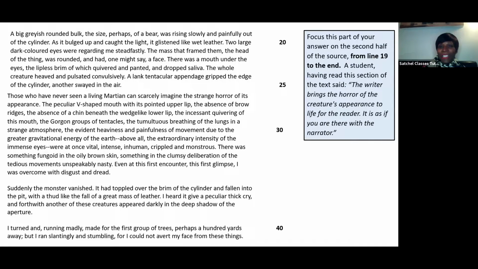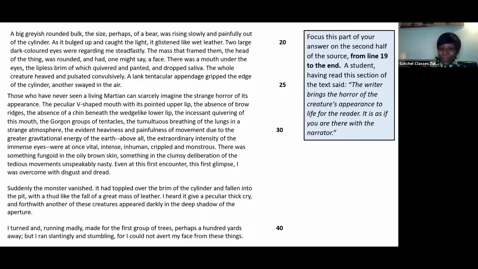Now, as we see this passage, it's clear that there is a great deal of horror. The speaker even uses the word horror, so we can say that it must be partly true. But it talks about the grey roundish bulk, the size of a bear, rising slowly and painfully from this cylinder. So this adverb, painfully, could suggest that this monster, as it's called, is injured and suffering. So perhaps the appearance isn't horrific, it's injured.